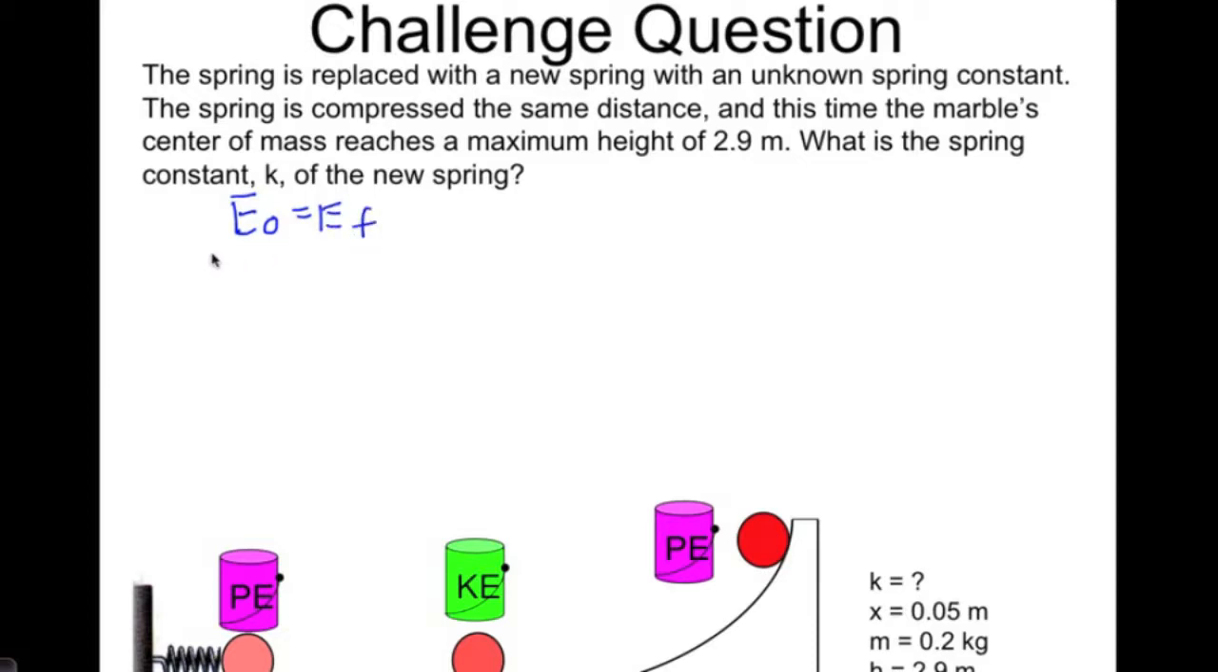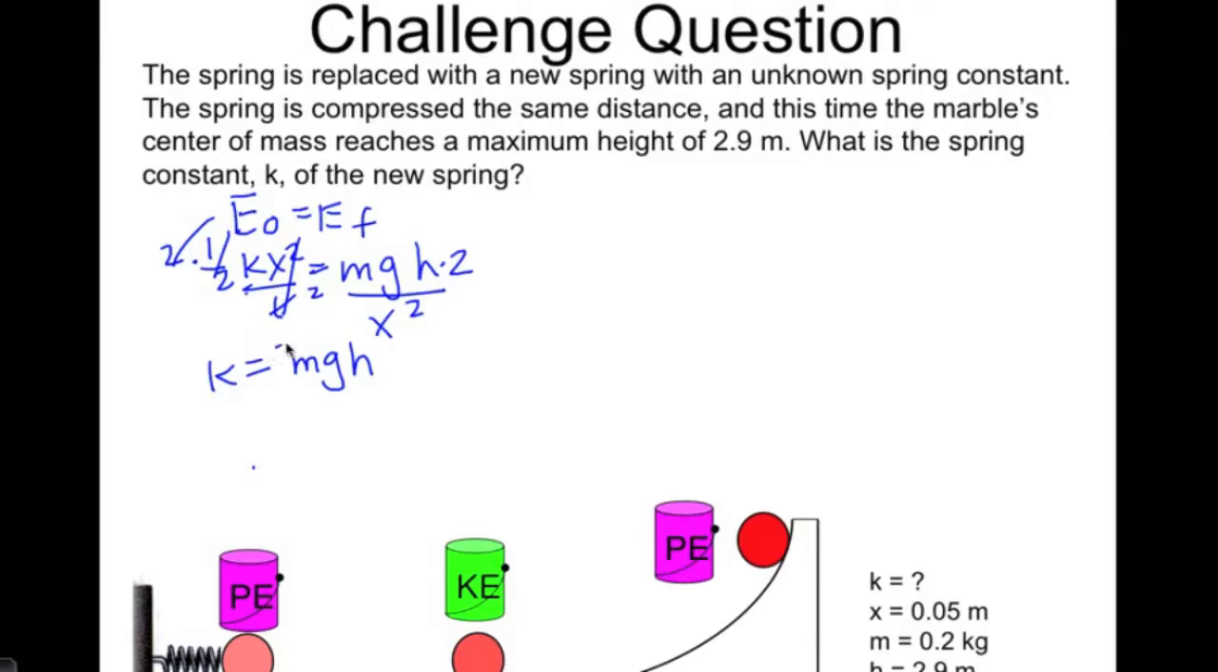We know initially that the marble has spring potential energy, 1/2 kx squared, and we know finally that the marble has gravitational potential energy, so mgh. We are looking for k. So let's get k by itself. We want to multiply by 2 on both sides. This one cancels. And we want to divide by x squared on both sides. We're left with k is equal to 2mgh over x squared.